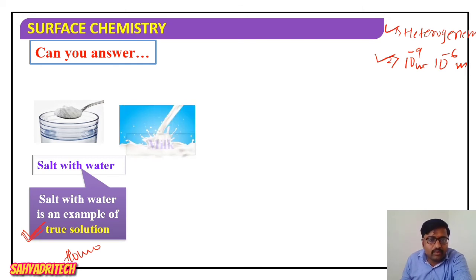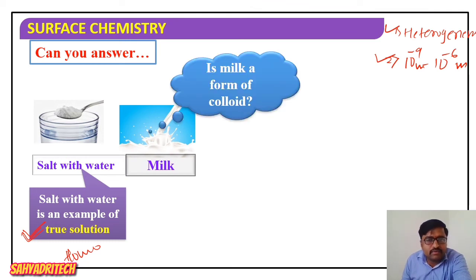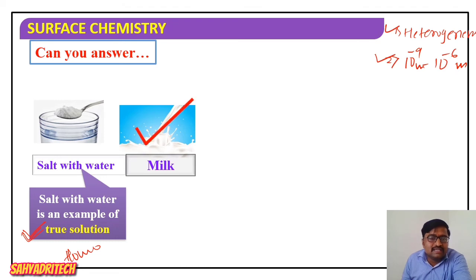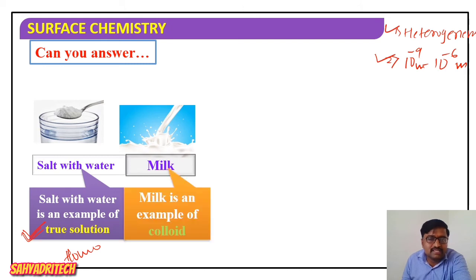Now one more example, milk. Can I say milk is a colloid? Is milk a colloidal state? The answer is yes. Milk is a well-known example for colloid. Why do we say milk is an example of a colloid? Because the protein particles dispersed in the water content fulfill both criteria. Yes, it is a heterogeneous mixture and the particles lie in the range of 10 raised to minus 9 to 10 raised to minus 6 meter. Therefore, milk becomes an example for a colloid.